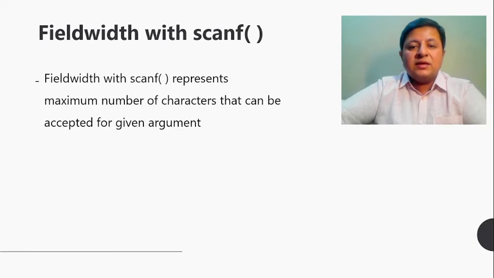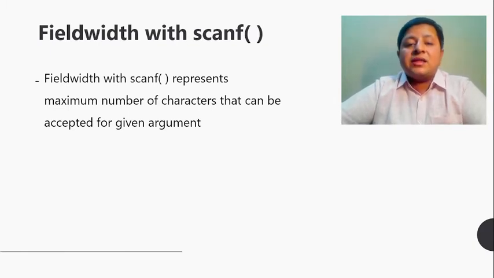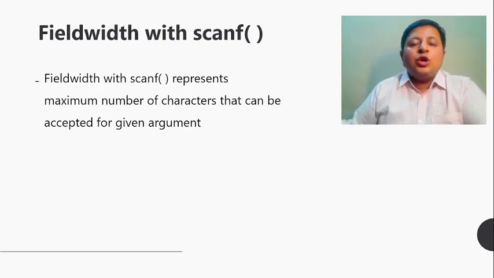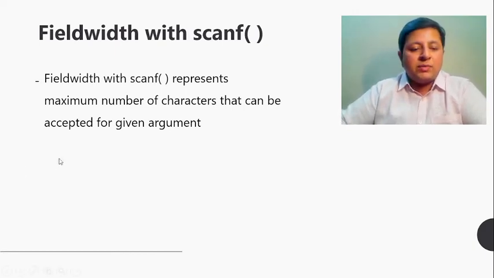Look at the statement: it is the concept which represents the maximum number of characters that can be accepted for a given argument. Try to understand: your user may give more characters or more digits for the input, but I'll be able to keep a restriction or bound on how many characters maximum I should accept for the given input. It's such a wonderful facility. So let us take some examples to understand what it means.